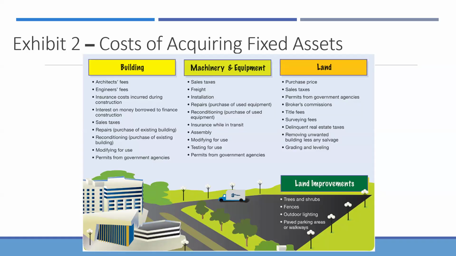But the building cost would be the architect fees, the engineer fees, the insurance, and all these costs to capitalize the building would be included with the building, but getting the land ready to just be a piece of land ready for the business, that all gets capitalized as part of land. Land improvements would be shrubs, fences, outdoor lighting, paved parking areas, sidewalks. That's probably the biggest land improvement category.